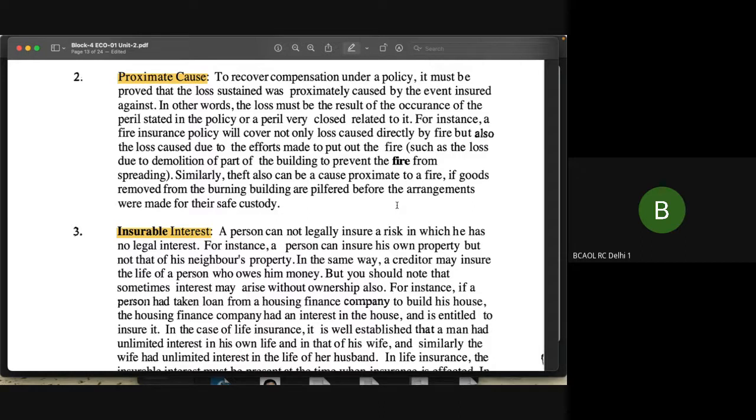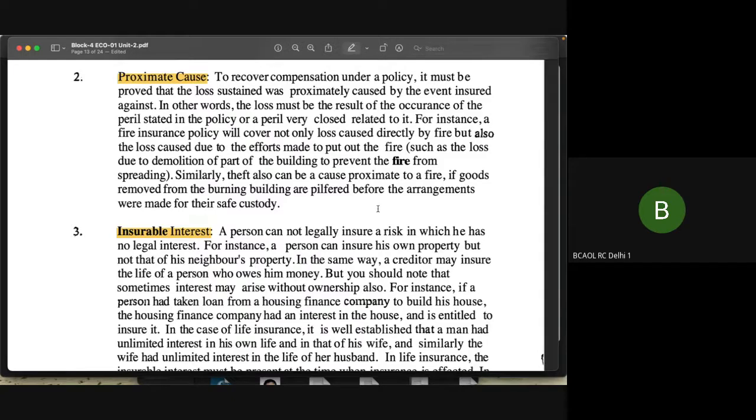Simple example, fire insurance कराई है. If you have got the fire insurance done and आपके यहाँ पर चोरी हो गई है, so you won't be getting any money. Also, when you are getting the fire insurance done, it has to be the proximate cause, like fire due to ignition or fire due to arson. All these things, the cause needs to be written. Only then you will be getting the money. So the proximate cause needs to be there.